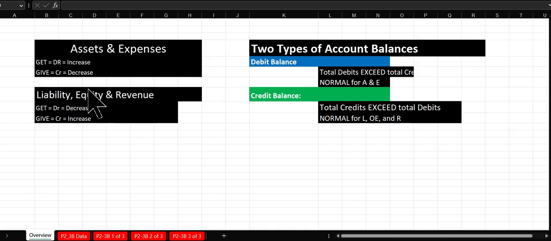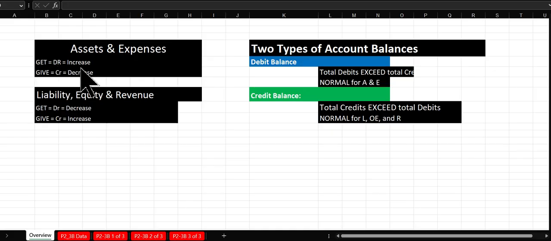In case you are wondering why DR is used as the abbreviation for debit and CR is used as the abbreviation for credit, without going into too much detail, just recall that DR is actually the abbreviation for debtor, D-E-B-T-O-R, and CR is the abbreviation for creditor, C-R-E-D-I-T-O-R.